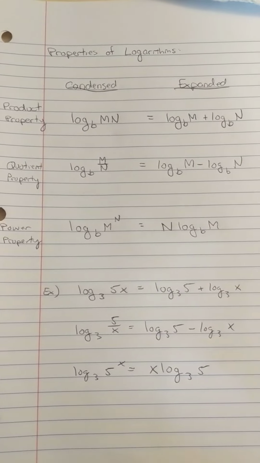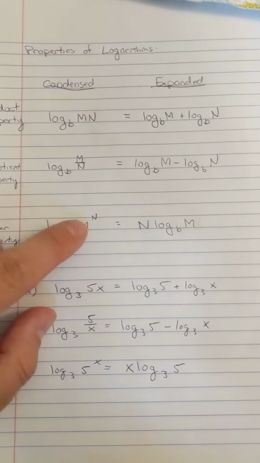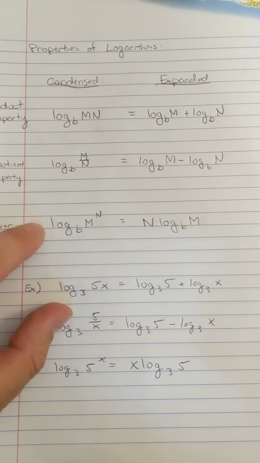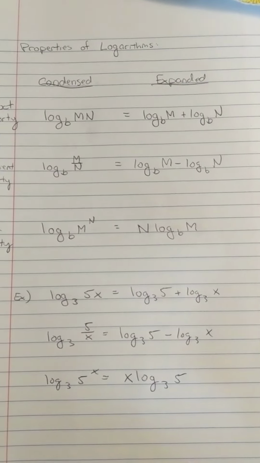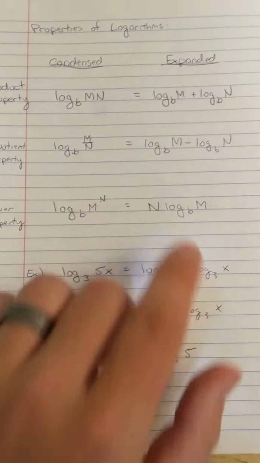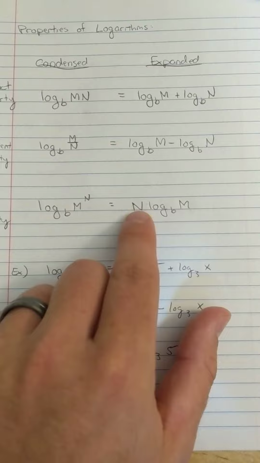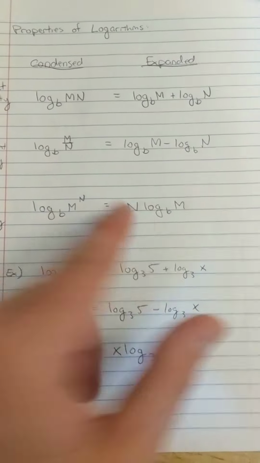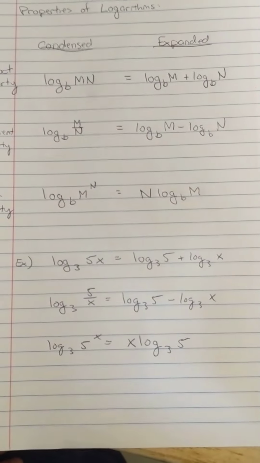And lastly, the power property, that simply means that we can take this exponent and move it down in front, and it now becomes a coefficient or a multiplier. That's extremely useful because if we were solving this in an equation, we could just divide by n and then we would just have an isolated logarithm.